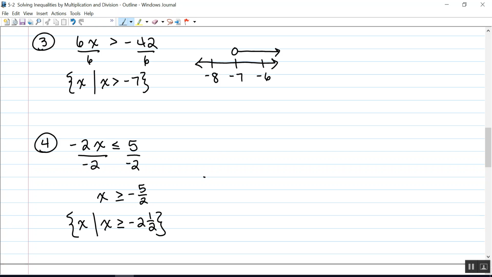And when we graph it, I'll put -2.5 in the middle, -2 to the right, -3 to the left, and it's going to be a greater than or equal to.